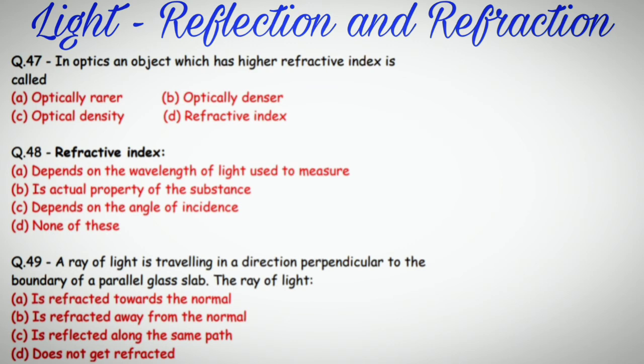Next question comes here. A ray of light is traveling in a direction perpendicular to the boundary of parallel glass slab. The ray of light is option A refracted toward the normal, option B refracted away from normal, option C refracted along the same path, option D does not get refracted. And the correct answer is does not get refracted.